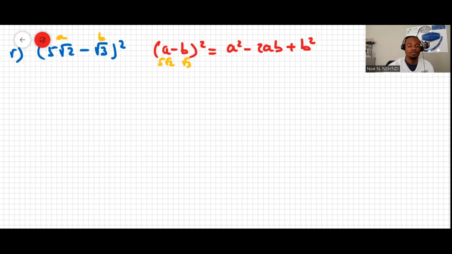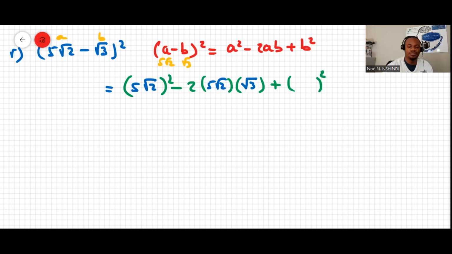So we're going to substitute here. It's going to be equal to, let me put this for a squared minus 2ab, plus b squared. Then if I sub in the values, a squared is 5 root 2 squared, minus 2a, which is 2 times 5 root 2, and then b is root 3, plus b squared, root 3 squared.